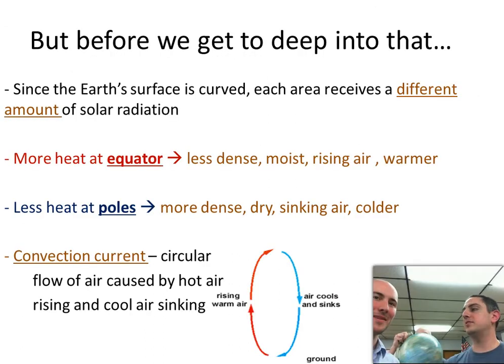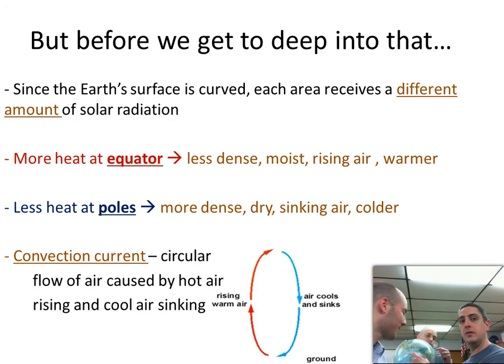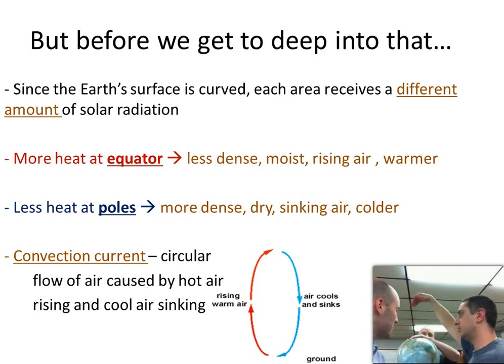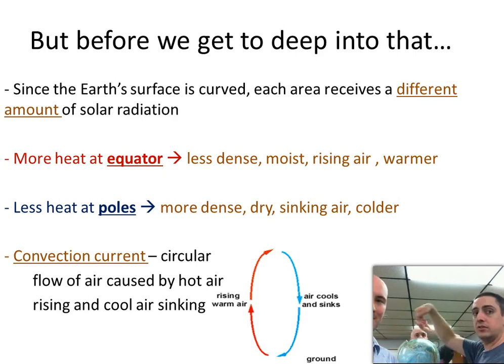So before we get too deep into talking about the different types of winds, we should probably reiterate the fact that the Earth's surface is curved, which means that each area receives different amounts of radiation because the light gets bent across everything. So there's more heat at the equator, less dense, moist, rising air there, so it's hotter, so it rises up. There's less heat at the poles, so it's colder, so it sinks. So you've got rising air from the equator, sinking air at the poles in general.